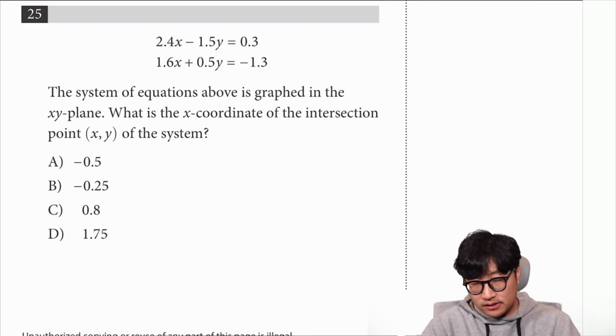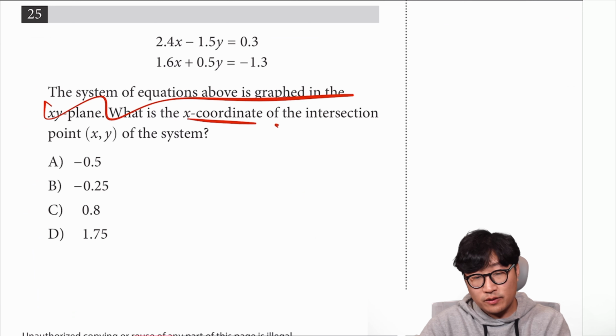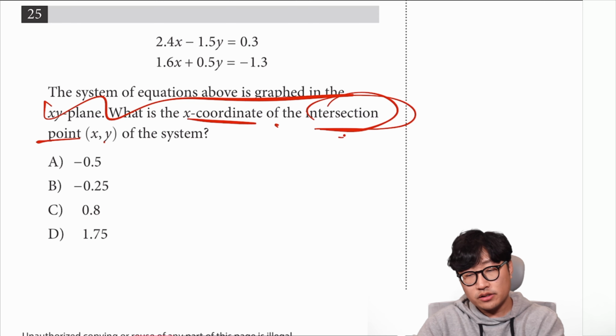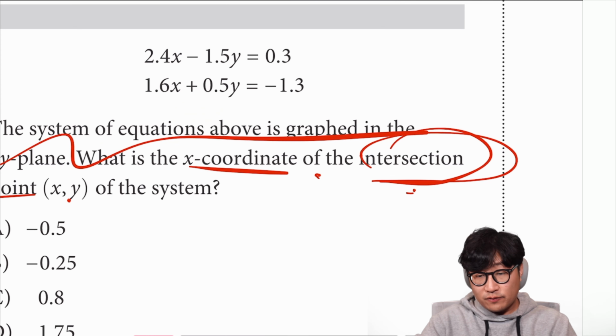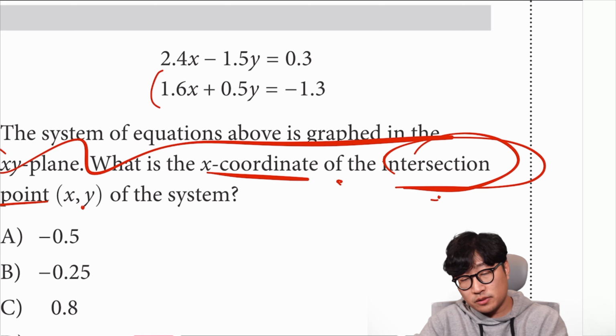Number 25, the systems: what is the x-coordinate of the point of intersection? So set them equal, right? Well, it would not be very fun to solve for one variable or the other, so I'm just going to do systems of equations, multiply the bottom one by 3.